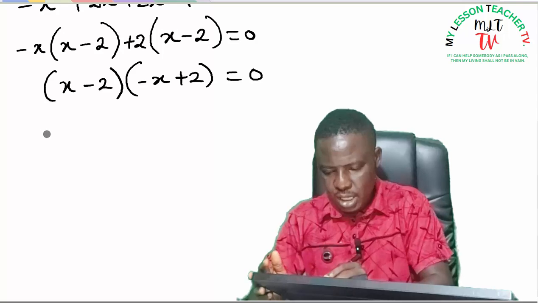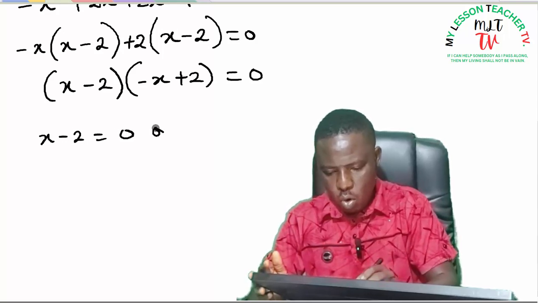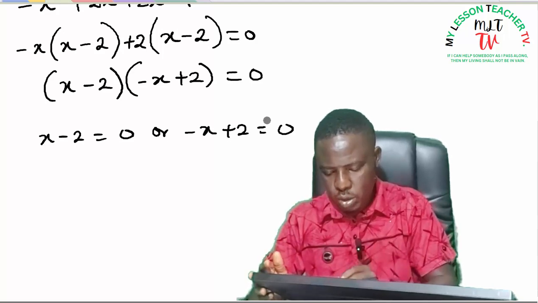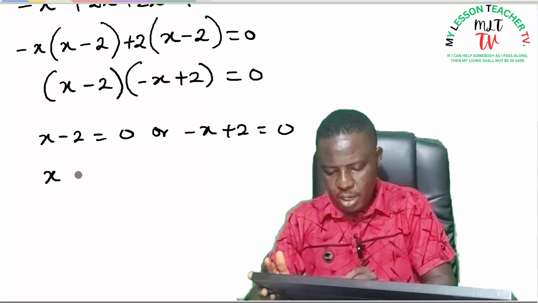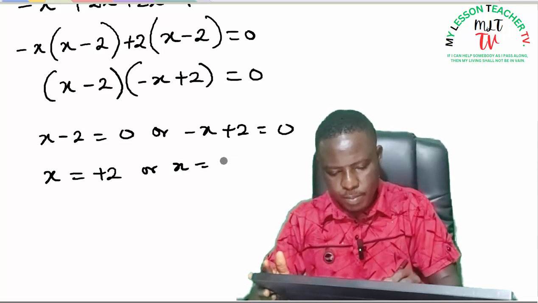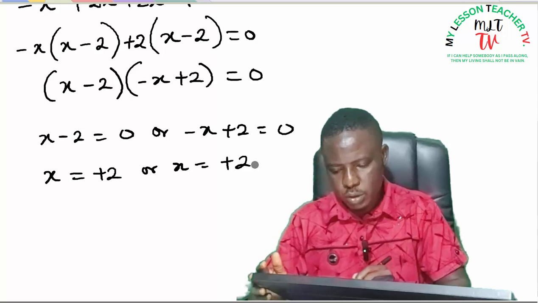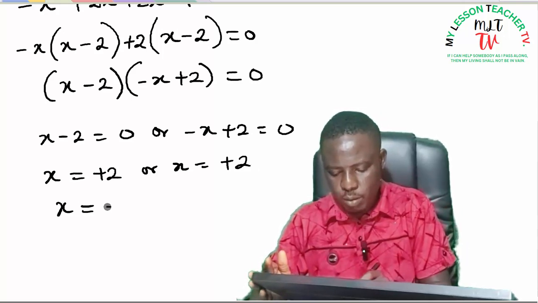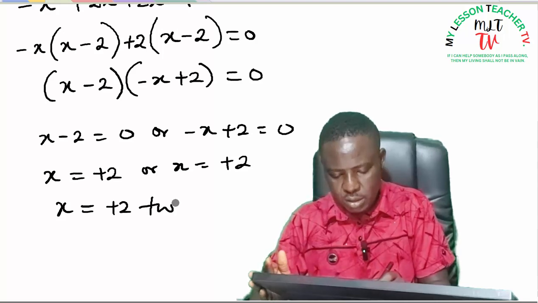So it therefore means that x minus 2 is equal to 0, or minus x plus 2 is equal to 0. And when you make x the subject of the formula in both sides, you have x is equal to plus 2, or x is equal to plus 2. So we have x is equal to positive 2 twice.